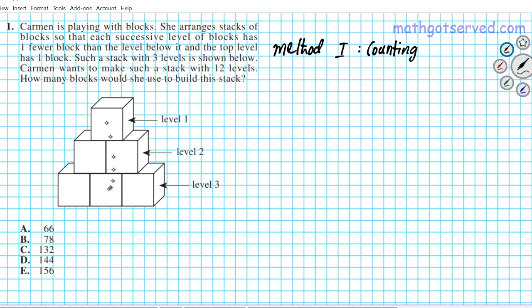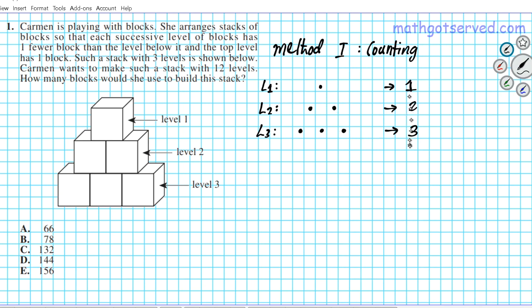Okay, so we have the blocks here. For level 1, how many blocks are there? For level 1, you just have 1 block. Let me represent it with a dot. How about level 2? For level 2, you have 2 blocks. And then for level 3, you have 3 blocks. So what do you notice about the number of blocks and the levels? They practically match each other, right?